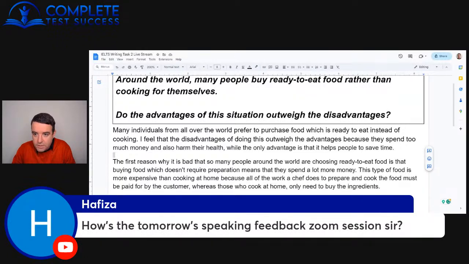How's tomorrow's speaking feedback Zoom? No, we're not doing that tomorrow. I have to go on a trip that I wasn't expecting. So I sent out an email to everyone yesterday, maybe you didn't see the email, but no lesson. I had to cancel tomorrow's lesson because I need to go on a trip. So no lesson tomorrow.